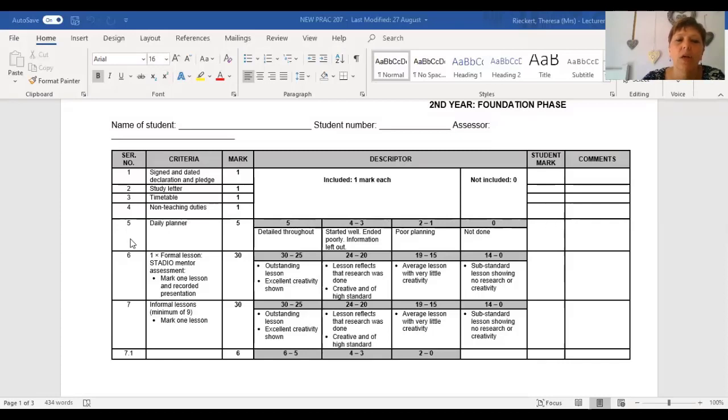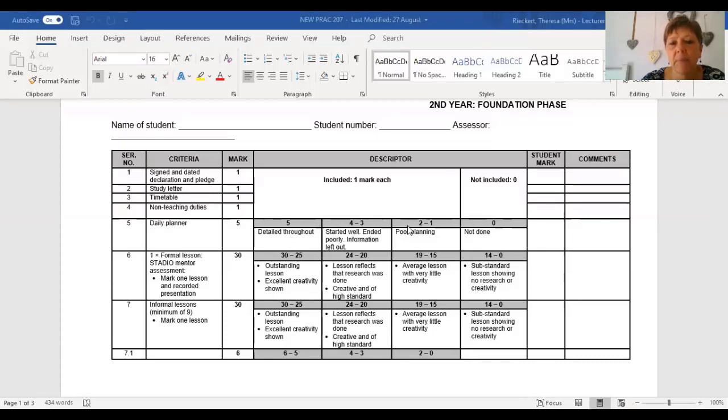And then you'll get to the daily planner, and because the students were in school for 3 weeks only, they should have 3 daily planners. If they do not have 3 daily planners, then you cannot give the student 5. Already if there's 1 outstanding daily planner, you cannot look at a 5 out of 5 for this particular criterion. If it's detailed throughout for all 3 weeks, then you can give the student a 5.